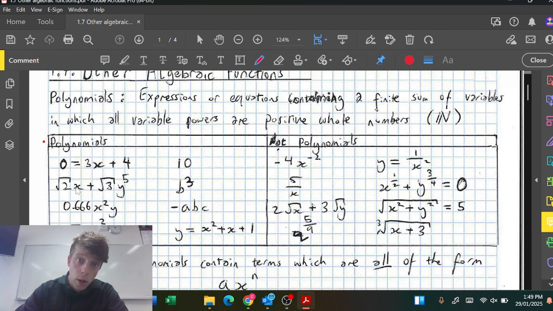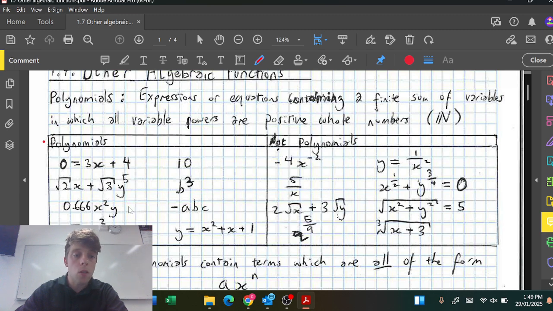We can see this is an expression. There's no equal sign here. If we look at the variable powers, we have x to the power of 1, y to the power of 5. They're both positive whole numbers, so there's no issue there. It doesn't matter that these coefficients are square roots, it doesn't change anything. Same with this one here.